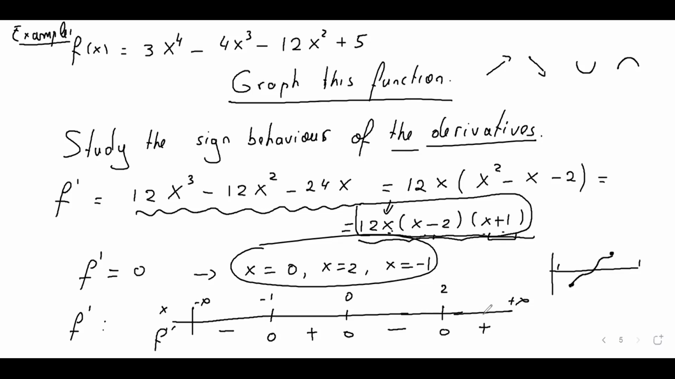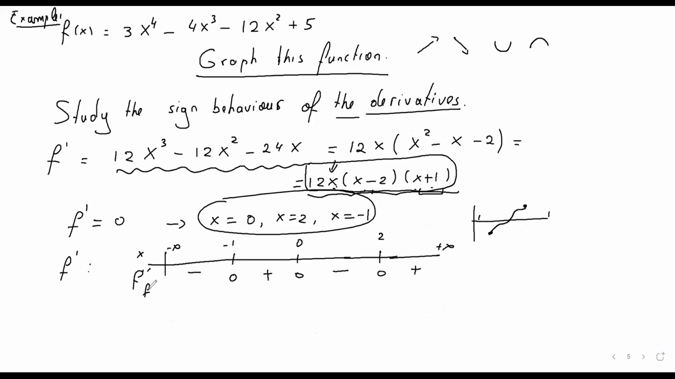The function f here, according to the behavior of f prime, will be decreasing and increasing and decreasing and increasing. And you can see that at these points, -1, 0, and 2, is where f is changing its behavior. So this function will be going down and up and down and up again.